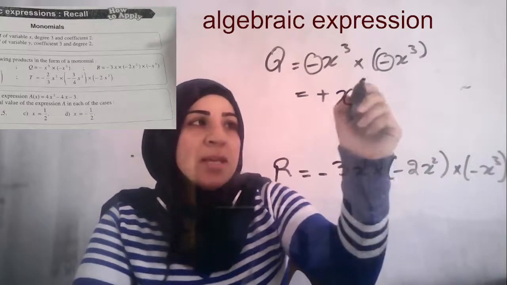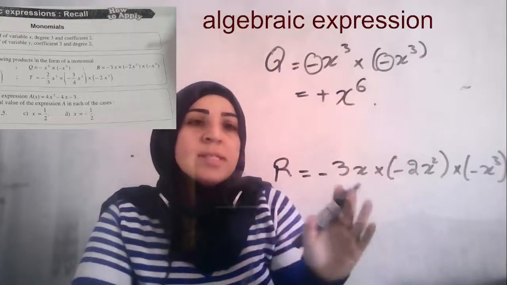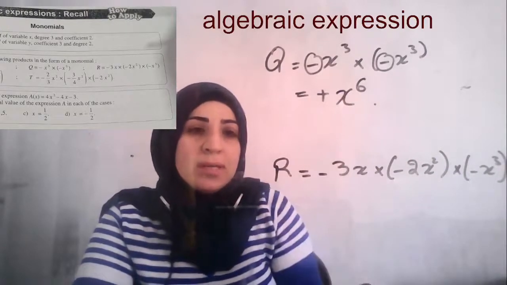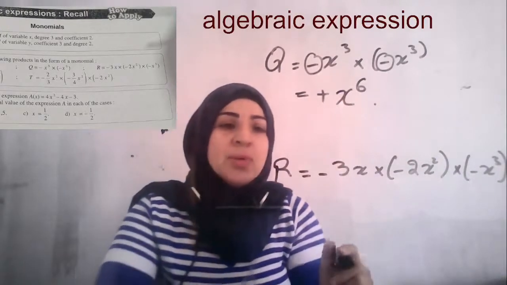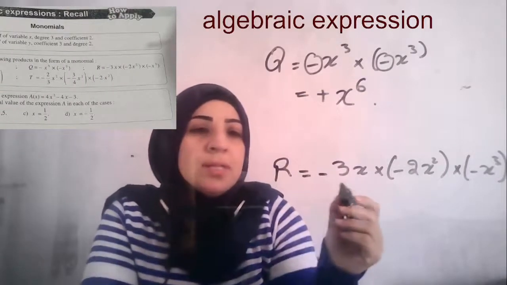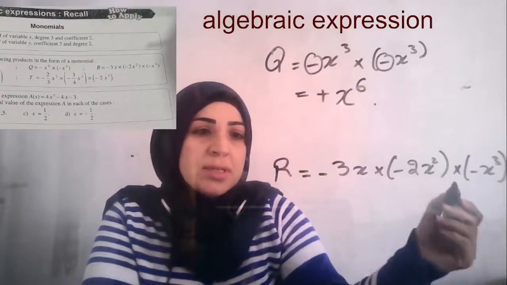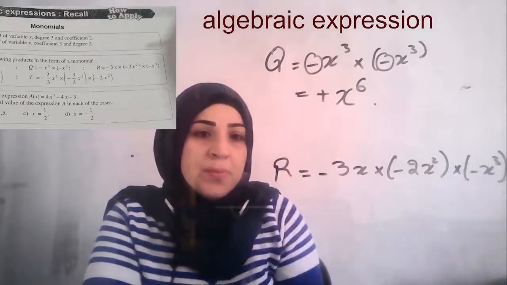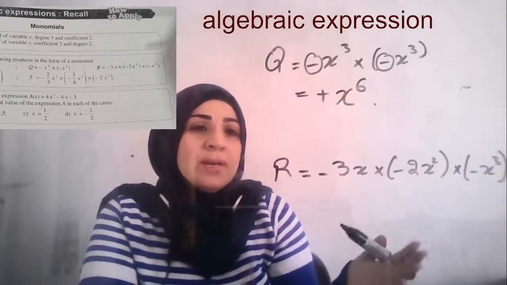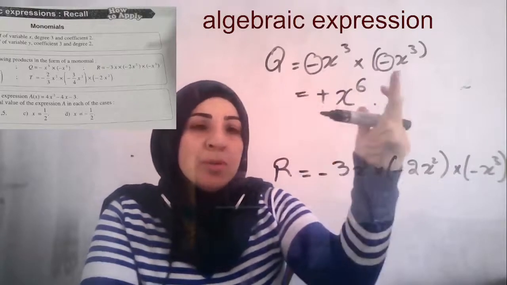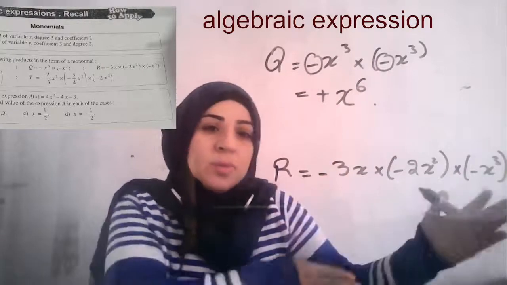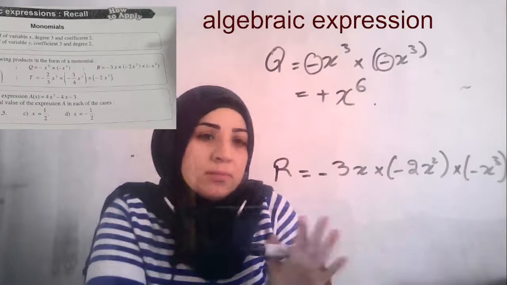3 plus 3 is 6. So that's how I multiply monomials by each other. Now, another one. R equals minus 3x times minus 2x squared times minus x cubed. Here, whether we have two monomials or 100 monomials, the same rule always applies.